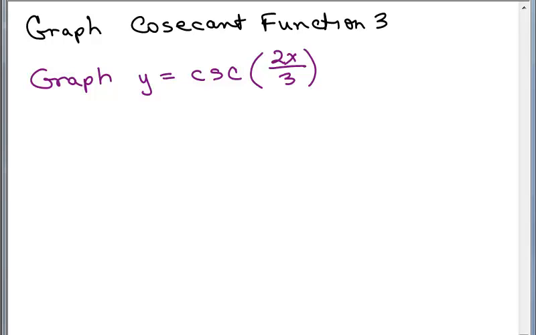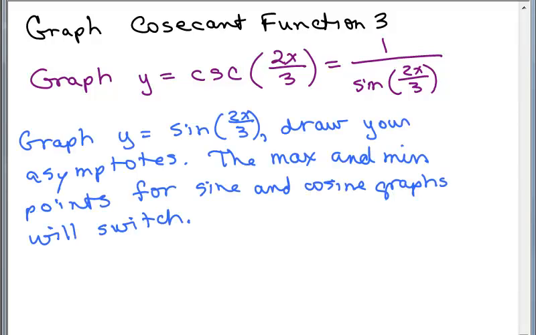Alright, this is our third video on graphing the cosecant function. And we're going to do this problem, y equals the cosecant of 2x over 3. And remember, cosecant's the reciprocal of sine, so that's the same thing as 1 over the sine of 2x over 3. So this is the method we're going to use.